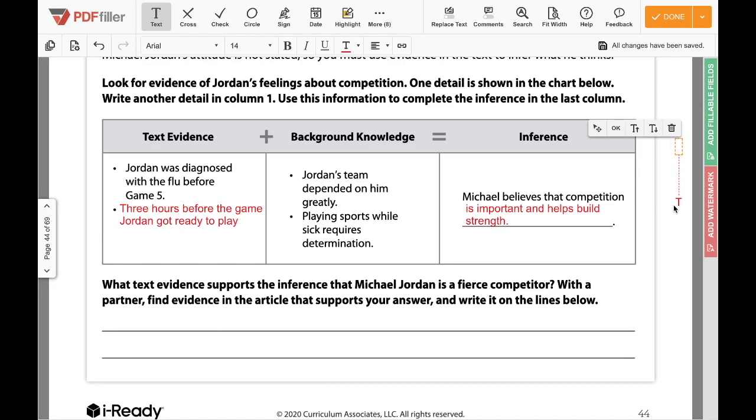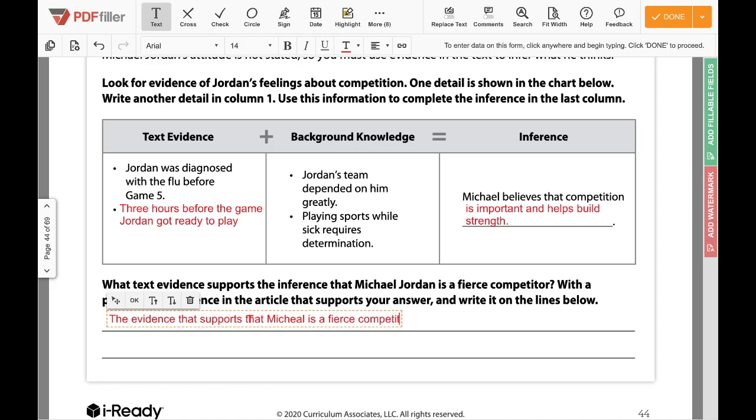So the question asks, what text evidence supports the inference that Michael Jordan is a fierce competitor? With a partner, which is just going to be us, find evidence in the article that supports your answer and write it on the lines below. So we could say, we start by restating, right? So the evidence that supports that Michael is a fierce competitor is, and we've already found the evidence, is the fact that he what?